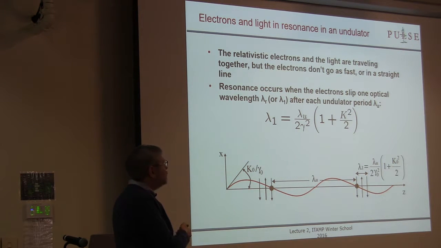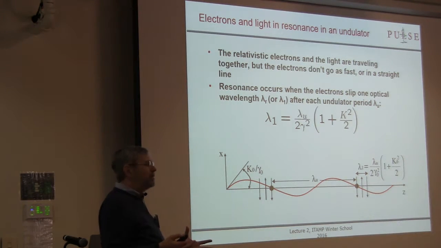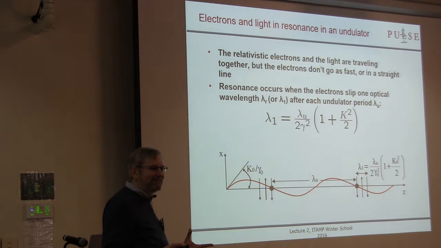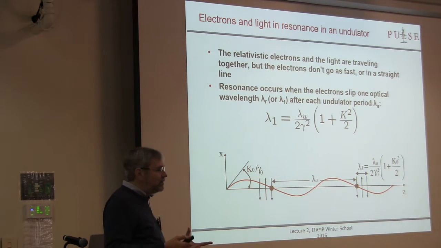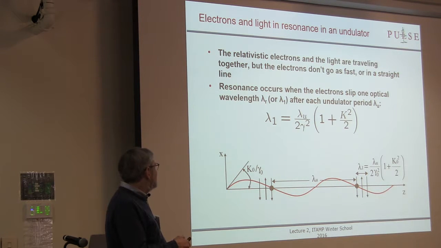The relativistic electrons are almost moving at the speed of light, but they're not moving in a straight line. They're wiggling. So even though they're moving at the speed of light, they aren't actually going the speed of light. They are progressing down the undulator slower than the speed of light by some amount, depending on how much they wiggle. Depends on K, right? They also aren't truly going the speed of light. They are actually just going nearly the speed of light. There's a factor of 1 over gamma there.